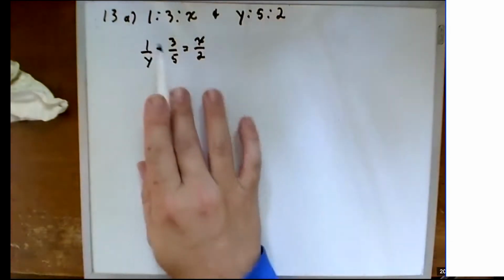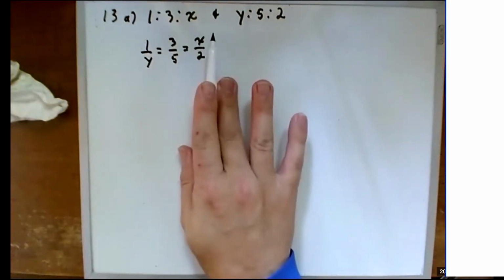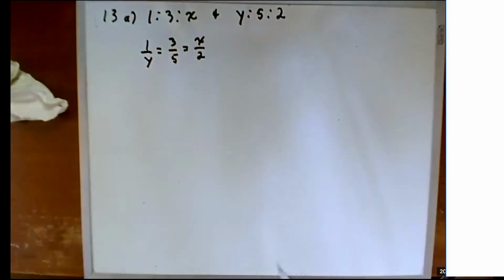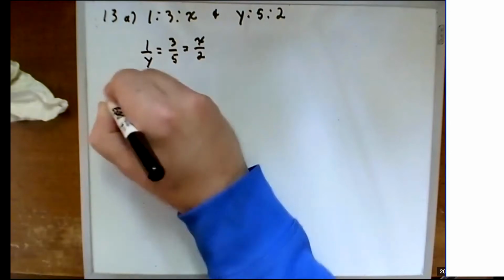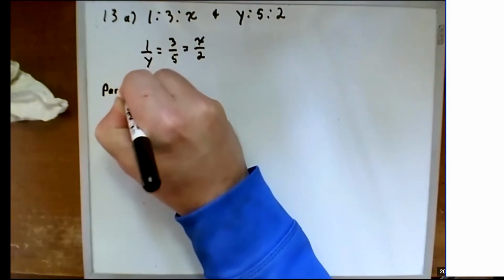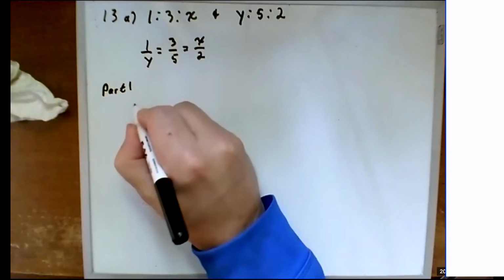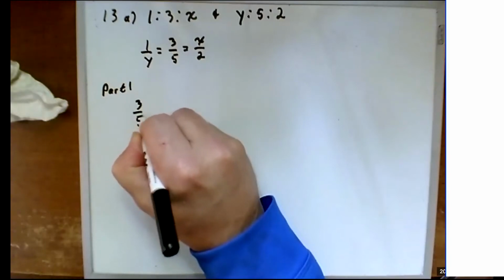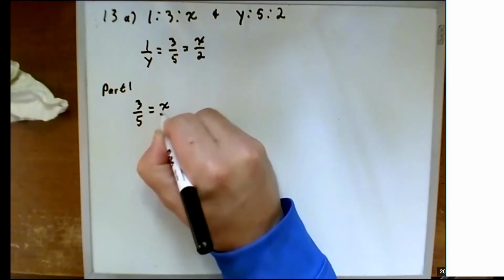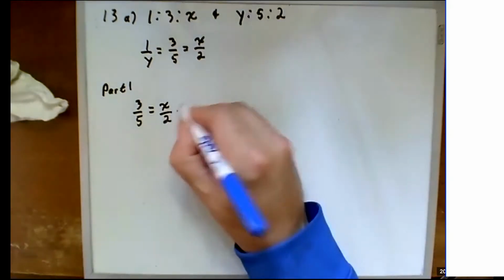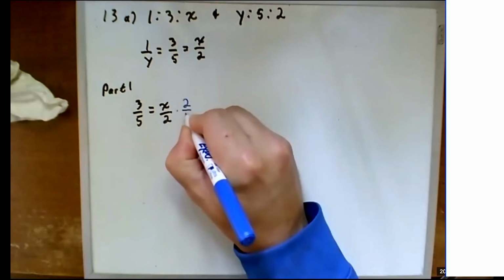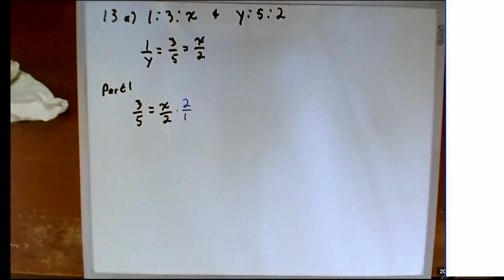I'm going to start by just solving this pair over here. I'm going to solve for x first, largely because x is already on top and it makes my life easy. So part 1 simply says 3 over 5 is equal to x over 2. Same way we did in the previous questions, we want to get x on its own. It's being divided by 2, so I'm going to multiply it by 2.